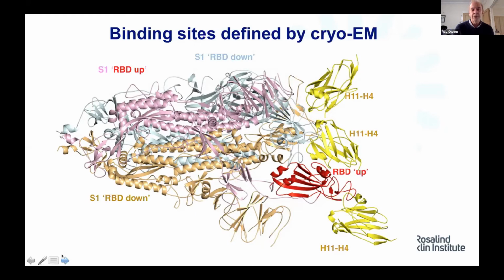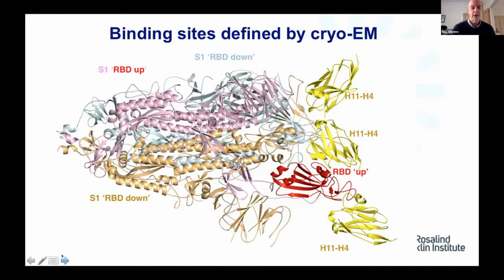Essentially what we see here is the typical 1 up, 2 down conformation of the spike protein, with the RBDs in different positions, and the binding of the H11 nanobody to each, either up or down, RBD. So what's emerging from a number of structures is that the nanobody at least can access the RBD in either the up or down conformation. And in actual fact, the particles which were imaged for this model were essentially all in one conformation.